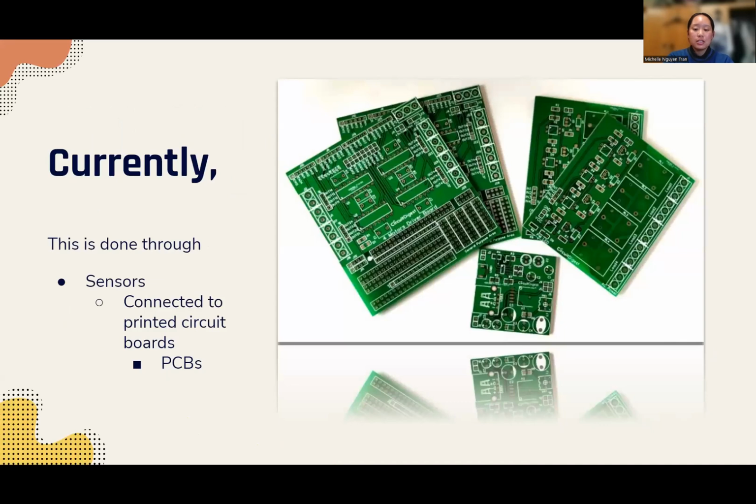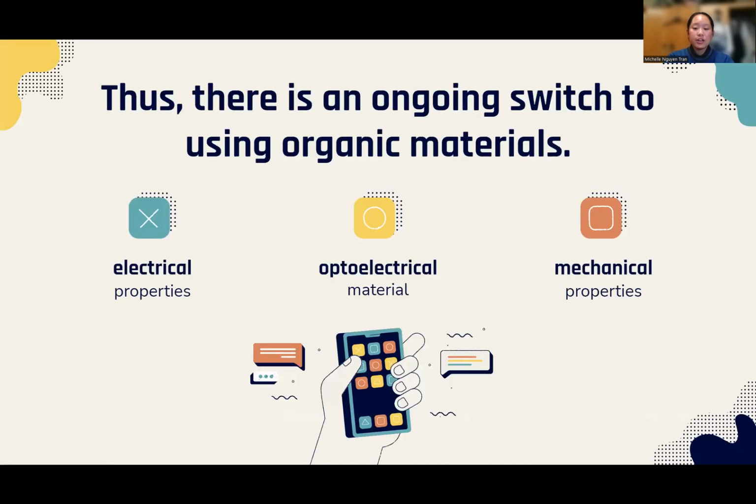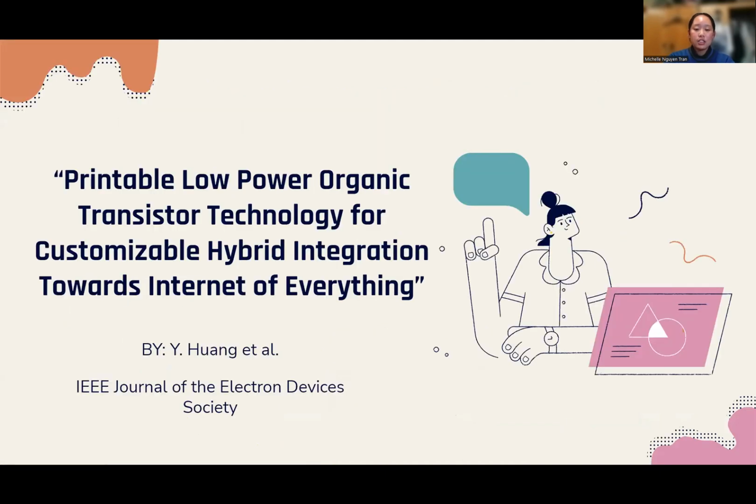Currently, the solution to this is through sensors connected to printed circuit boards, PCBs. However, it's not cost-effective and hard to achieve the flexibility required in some circumstances. Thus, there's an ongoing switch to using organic materials, as they're being studied as a feasible alternative due to their electrical, optoelectrical, and mechanical properties. As such, Huang, in his review article titled Printable Low-Power Organic Transistor Technology for Customizable Hybrid Integration towards the Internet of Everything, postulates that an organic FET-based flexible hybrid integration system can achieve this.